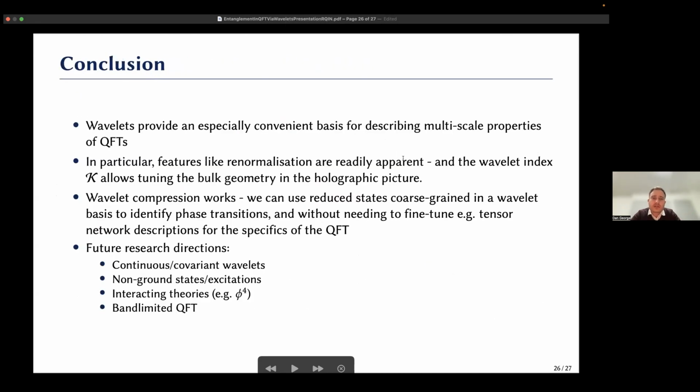So wavelets provide an especially convenient basis for describing multi-scale properties of quantum field theories. In particular, renormalization is readily apparent and just comes out without any fine-tuning. And the wavelet index, in the case of Daubechies wavelets, allows tuning the bulk geometry and the holographic picture. We can also do wavelet compression, where coarse graining to a couple of coarse modes allows for a calculation or approximation of certain values and for identification of phase transitions. And then you can see there that I've listed a couple of future directions for our research.